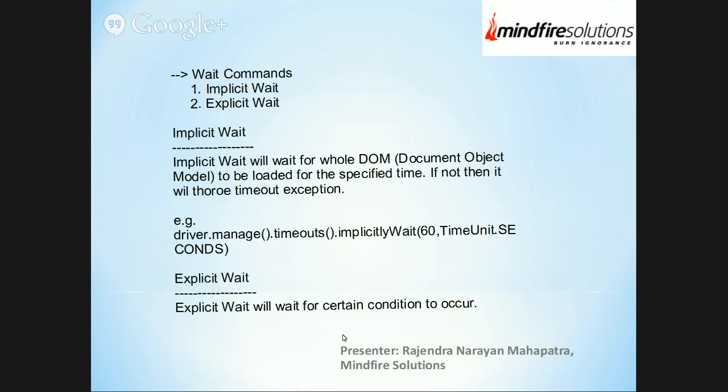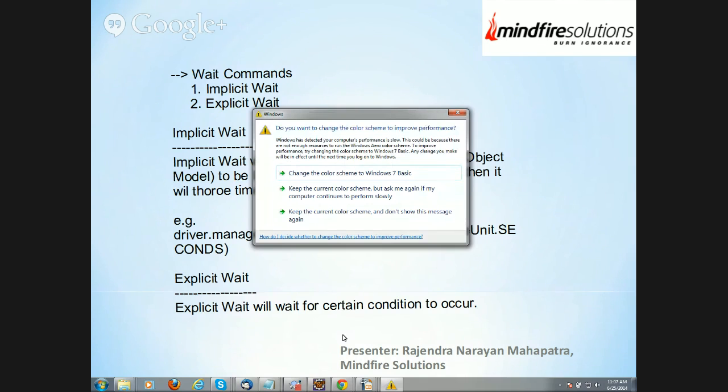I think somebody might have asked this question: what is the difference between implicit wait and explicit wait? Basically there are two types of waits in Selenium WebDriver, called implicit wait and explicit wait. If you go for implicit wait, it will wait for the whole DOM to be loaded. DOM is nothing but document object model. So it will wait for the whole page to be loaded for the specified time.